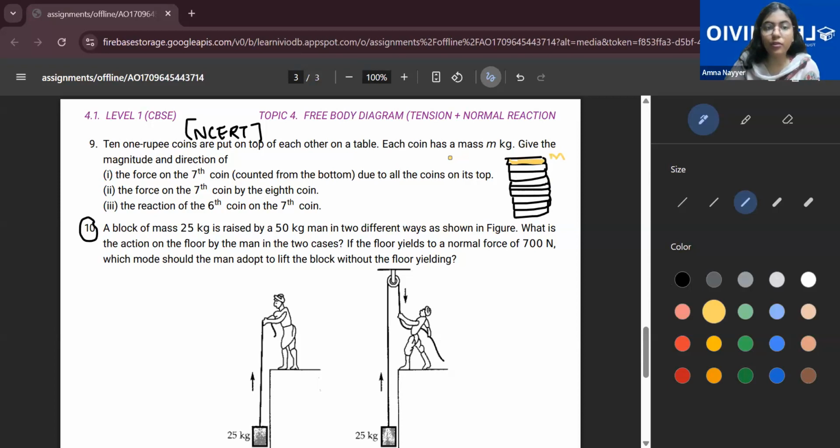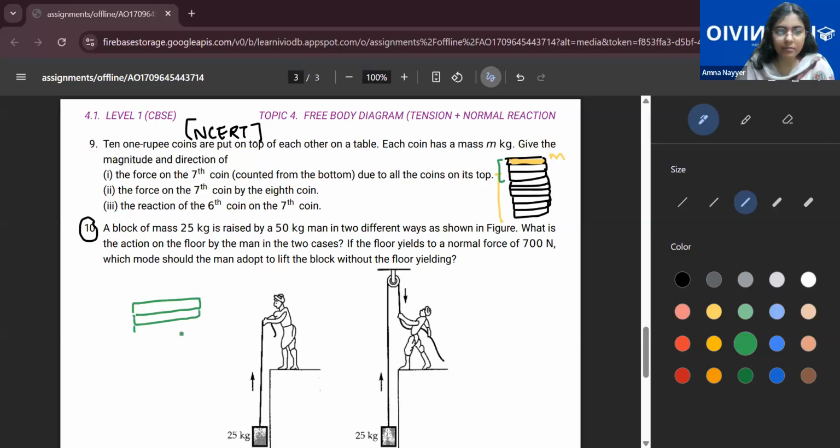Then it says you have to find the force on the seventh coin counted from the bottom. Means this one. Third from the top. The seventh from the bottom means third from the top, due to all the coins on the top. See, all the coins on the top will mean 3 mass. 3 coins will only come. 1 coin will come. Second coin will come. Third coin will come.